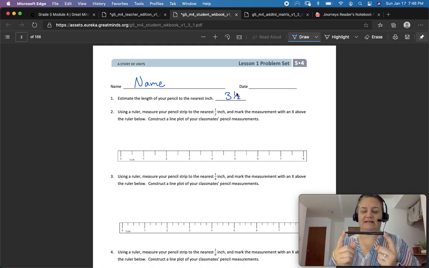Of course, this is an electronic pencil. I assume you all are using different things.